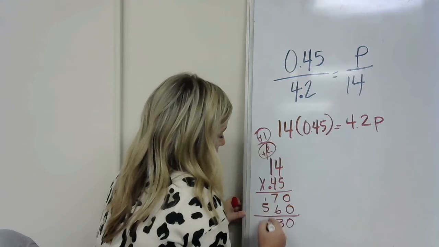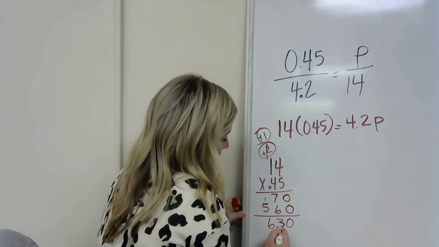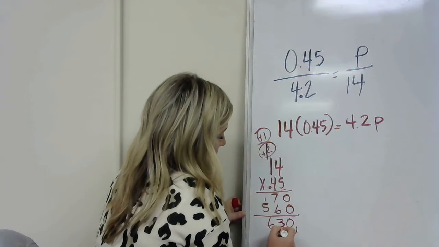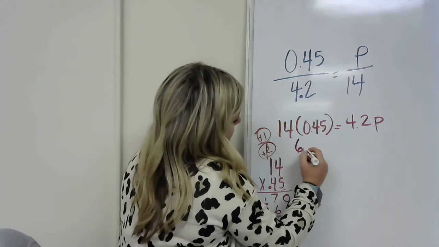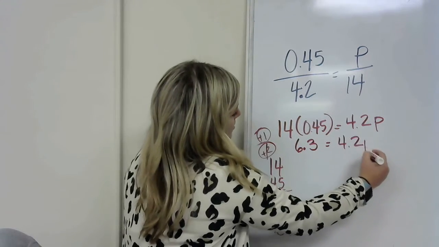So we have 6.3, sorry, because I have 2 decimal places here. Move it over, so we have 6.3. So this is 6.3, which is equal to 4.2p.